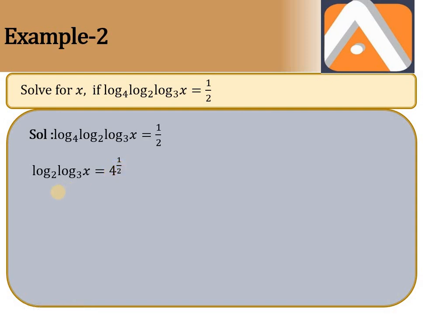So what is meant by 4 raised to 1 by 2? That is 2. Again, now remove this second logarithm, the logarithm of base 2. If I remove this logarithm, what happens? This 2 comes to the power of 2, and this log x to the base 3 will go to the other side. So what are we going to get? Log x to the base 3 is equal to 2 square, that is 4. So the x value you are going to get is 3 raised to 4. So 3 raised to 4 means the x value will be 81.